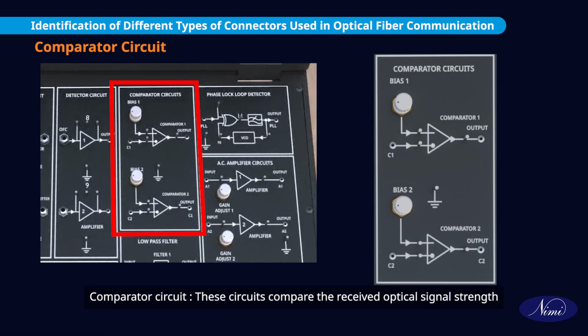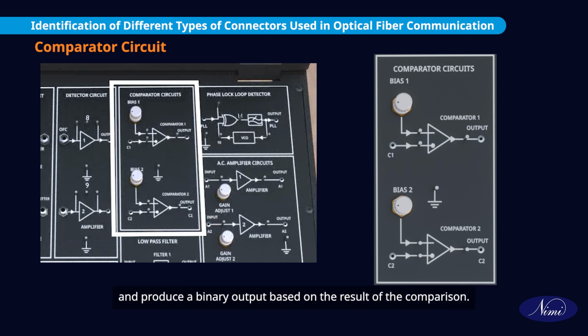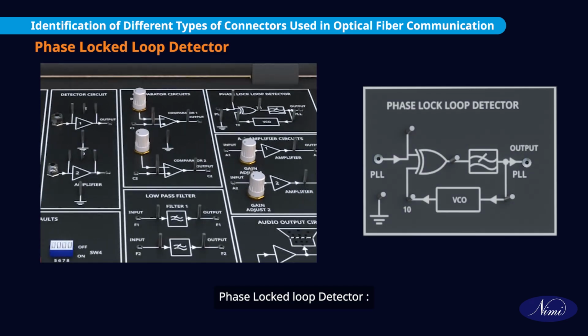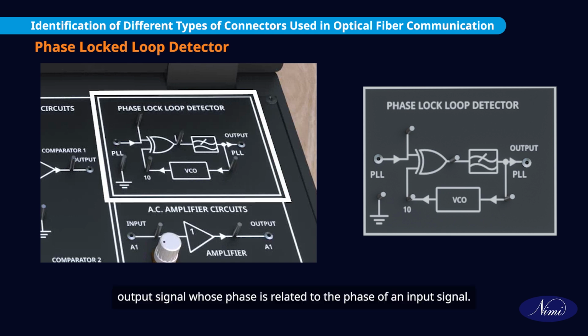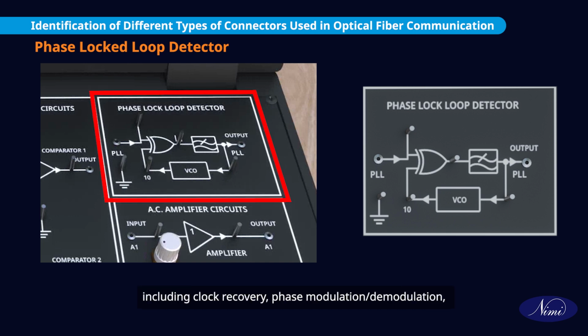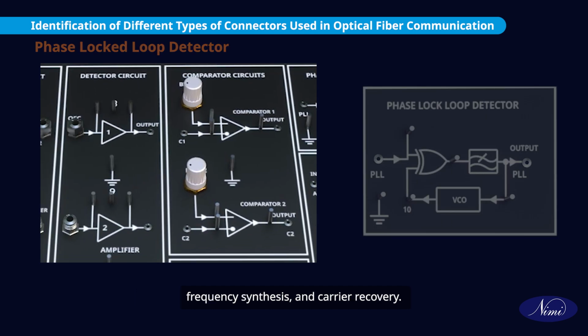Comparator circuit. These circuits compare the received optical signal strength or characteristics against a reference level and produce a binary output based on the result of the comparison. Phase-locked loop detector. A phase-locked loop is a control system that generates an output signal whose phase is related to the phase of an input signal. PLLs can be used for various purposes, including clock recovery, phase modulation, demodulation, frequency synthesis, and carrier recovery.